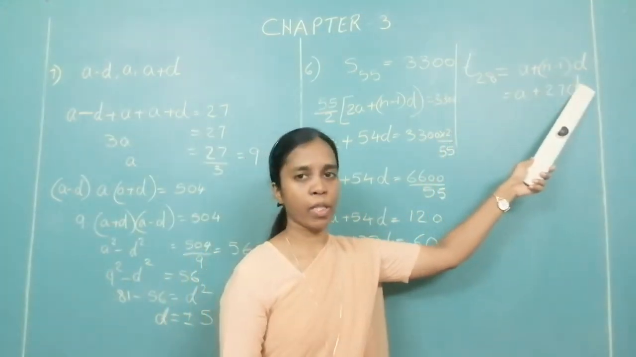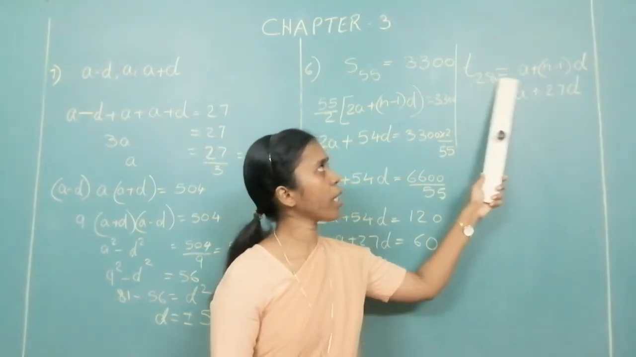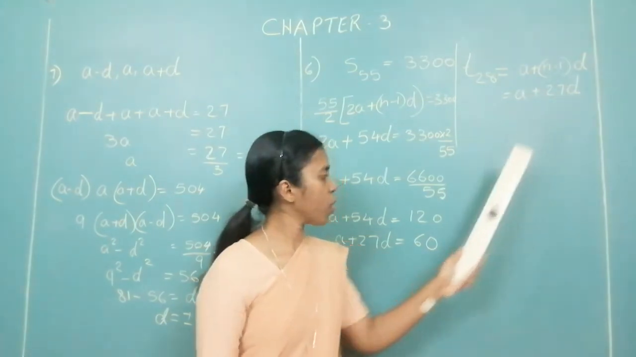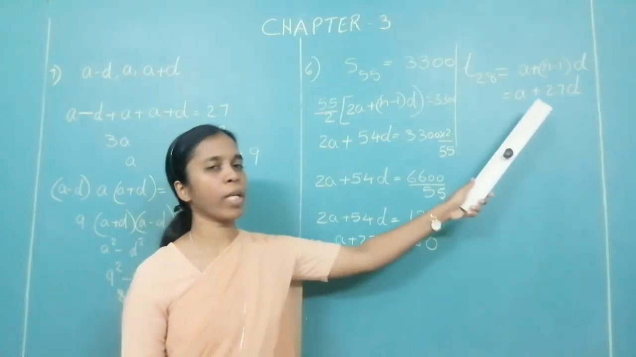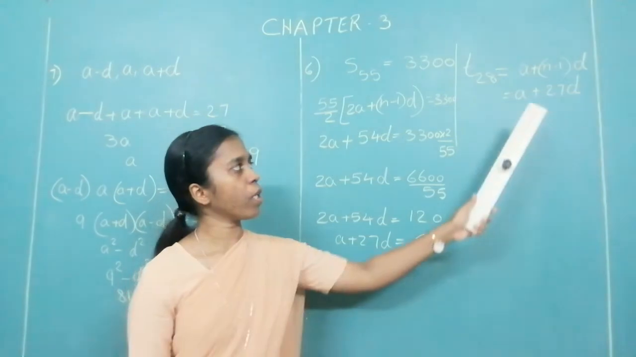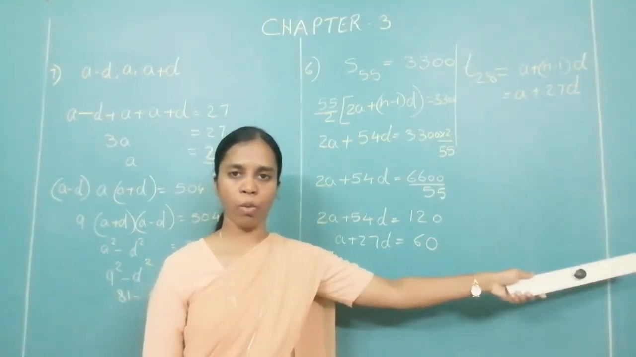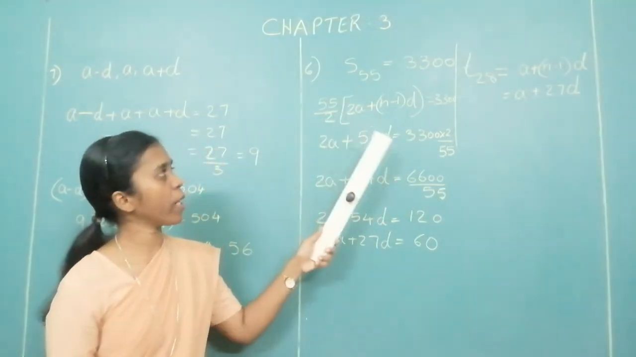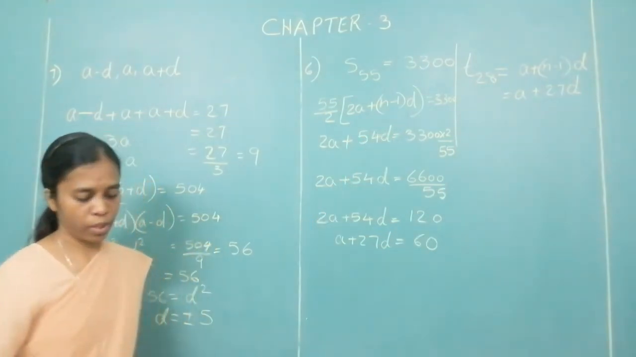a plus n minus 1 into d. It is 28 minus 1, which is 27. So a plus 27d. Now you have already got from here a plus 27d. How much is it? 60. So directly substitute over here. Put this as equation 1. And after this you write T28 is equal to 60 from equation 1. Now here you have to add the formula. Write the formula properly. Then only you can complete it.